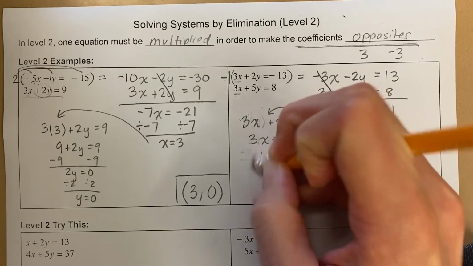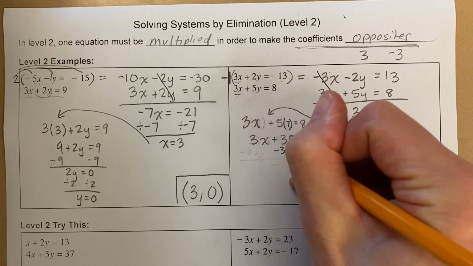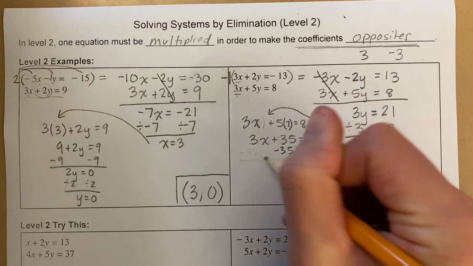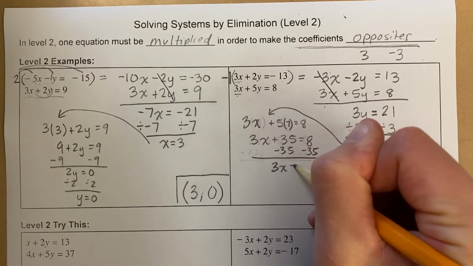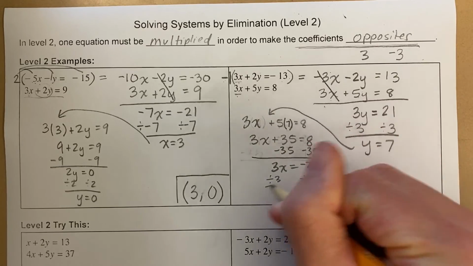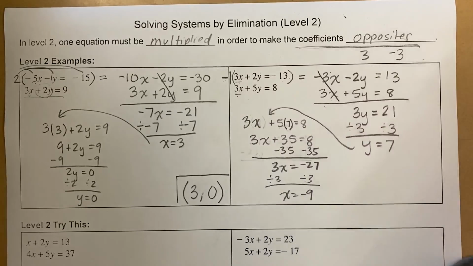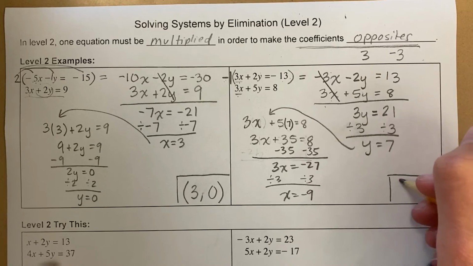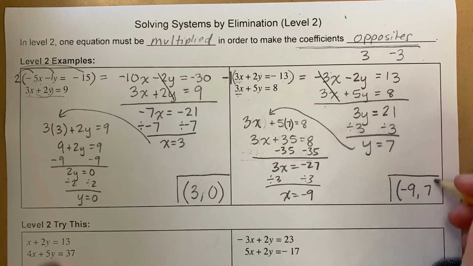Okay, now I'm going to subtract 35 from both sides. I get 3x equals negative 27. And when I divide by 3, I get x equals negative 9. So my answer is negative 9, comma 7.